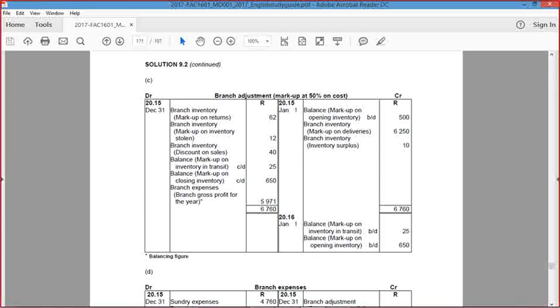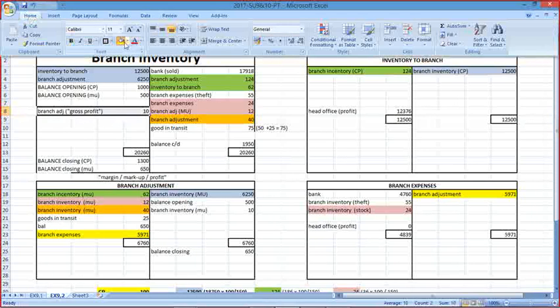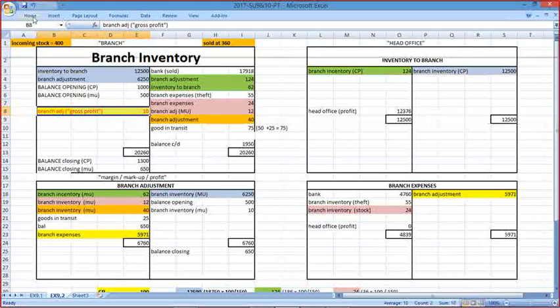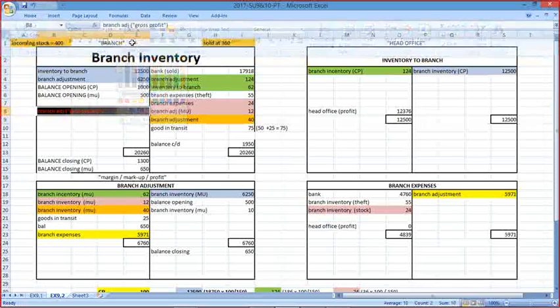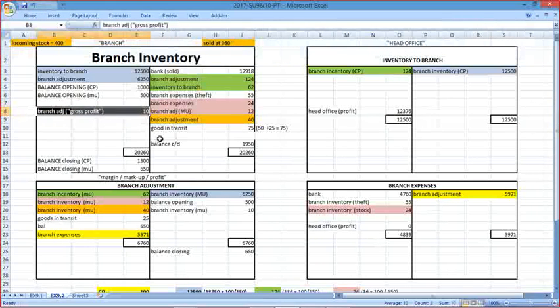5971, is that what they had? Yes. So 5971 is the amount they had here. I forgot to reference this. That was the mistake. I'm going to highlight that in black. I forgot to reference this. We wrote it in, I didn't write it in here. That was the problem.